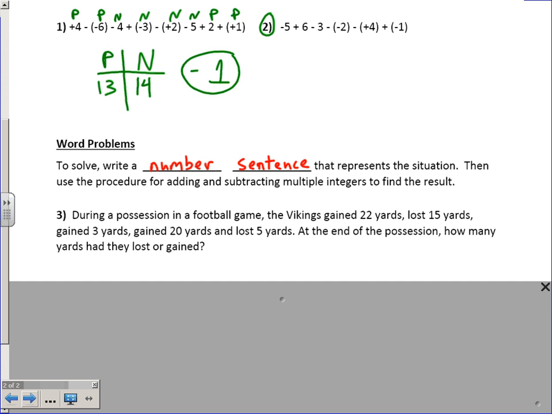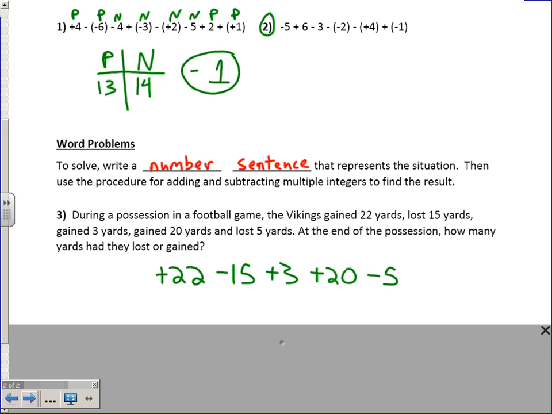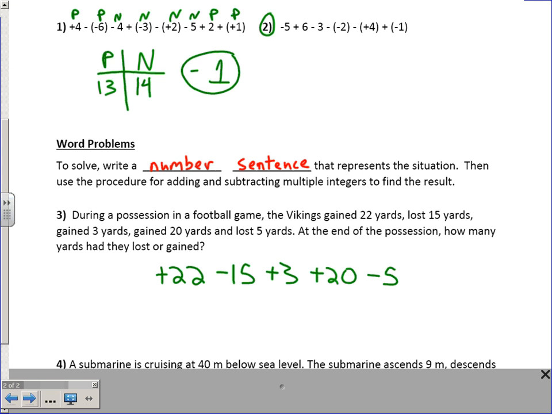Okay, so after reading that, we can think of gains as positives, losses as negatives. So we have a positive 22 because of gain. We have a negative 15 because it's a loss, positive 3, positive 20, and a negative 5. I'm going to create my T-chart.